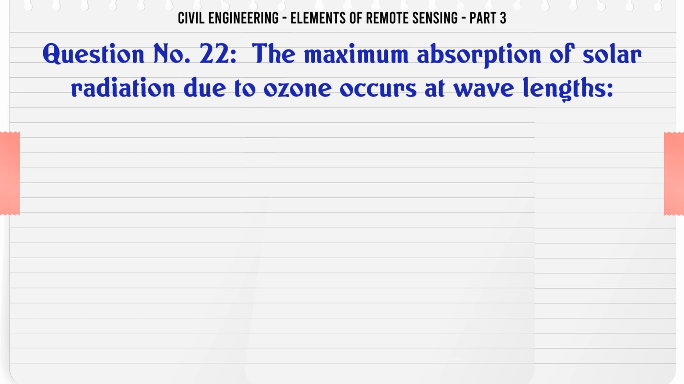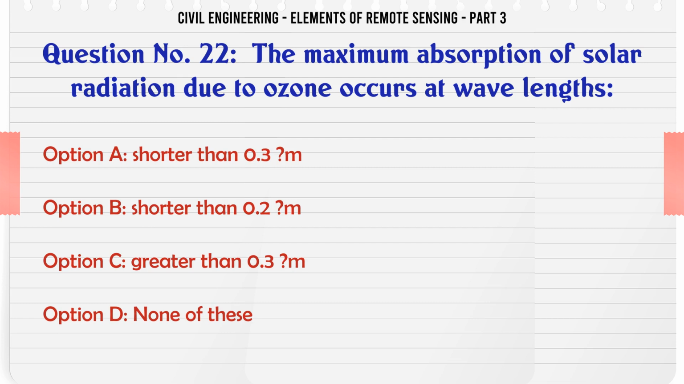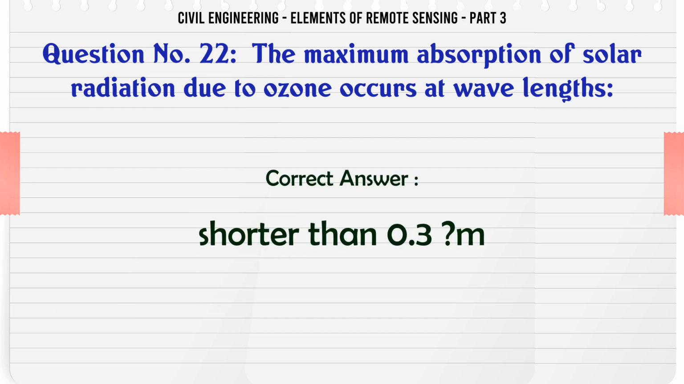The maximum absorption of solar radiation due to ozone occurs at wavelengths. A. Shorter than 0.3 µm. B. Shorter than 0.2 µm. C. Greater than 0.3 µm. D. None of these. The correct answer is shorter than 0.3 µm.